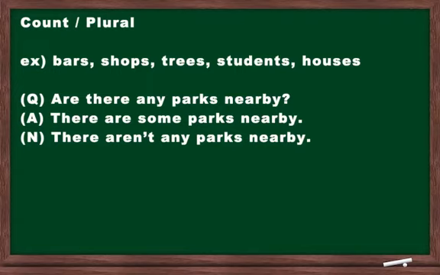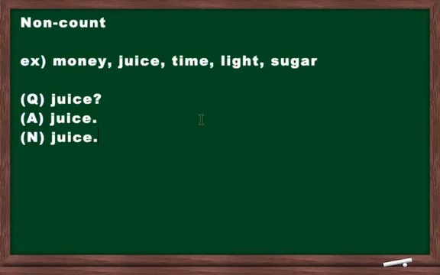Now we have one more. We have what's called non-count. Now non-count means you can't count it. Like it would be hard to count with your fingers, right? So non-count would be things like money, juice, time, light, sugar. So this, you can't really count it. So that's why it's non-count. So let's say we do juice. Usually all liquids are non-count.